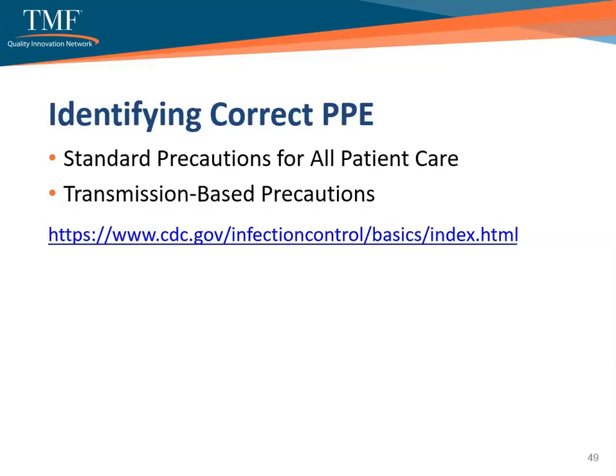Standard precautions are used for all resident care. Transmission-based precautions are used when caring for those with known or suspected COVID-19 infections. Proper donning, doffing, and use is necessary to prevent self- and cross-contamination. So I'll go over those in a little more detail.